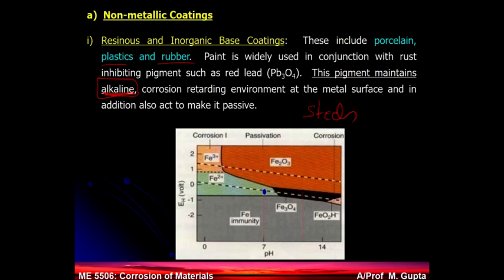The concept is still the same. You create an alkaline situation on the surface of steel and take the pH to a high value so that it is in the passivity zone. So iron will have a tendency to make protective oxides on the surface. So that is the logic behind the alkaline paint before they put any polymeric coating. So it's a double protection in a way.